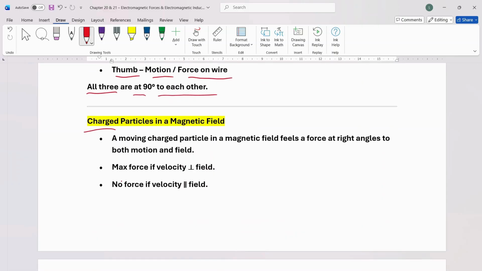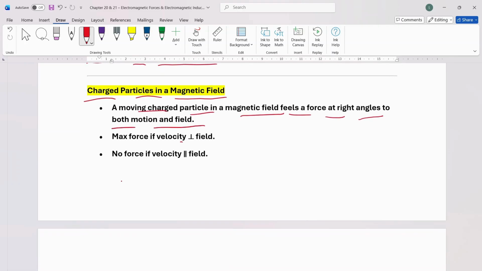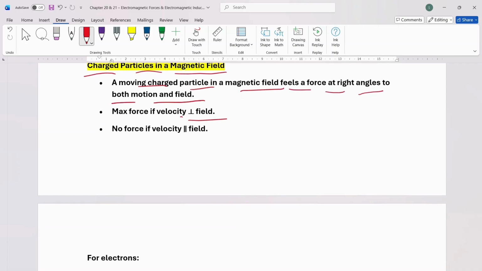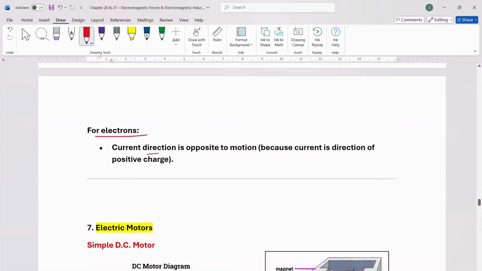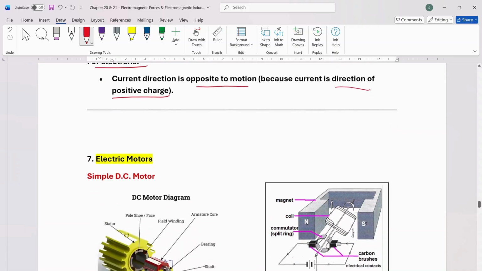Let's discuss a charged particle in a magnetic field. A moving charged particle in a magnetic field feels a force at right angles to both motion and field. Maximum force occurs if the velocity is perpendicular to the field, and no force if the velocity is parallel to the field. For electrons, the current direction is opposite to the motion, because current is in the direction of positive charge.